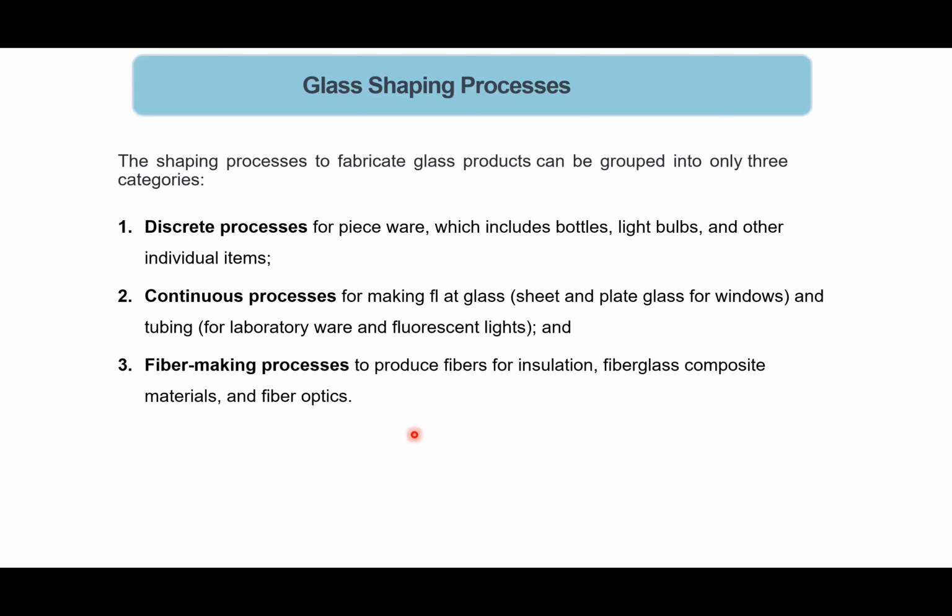And the third one is the fiber making process. I think everyone is aware of glass fiber. It's mostly used for insulation purposes, and also for manufacturing composite materials using glass fiber, which is another name for fiberglass. The fiberglass composite is also used like randomly distributed glass fibers. We'll also talk about this fiber making process in the coming slides.